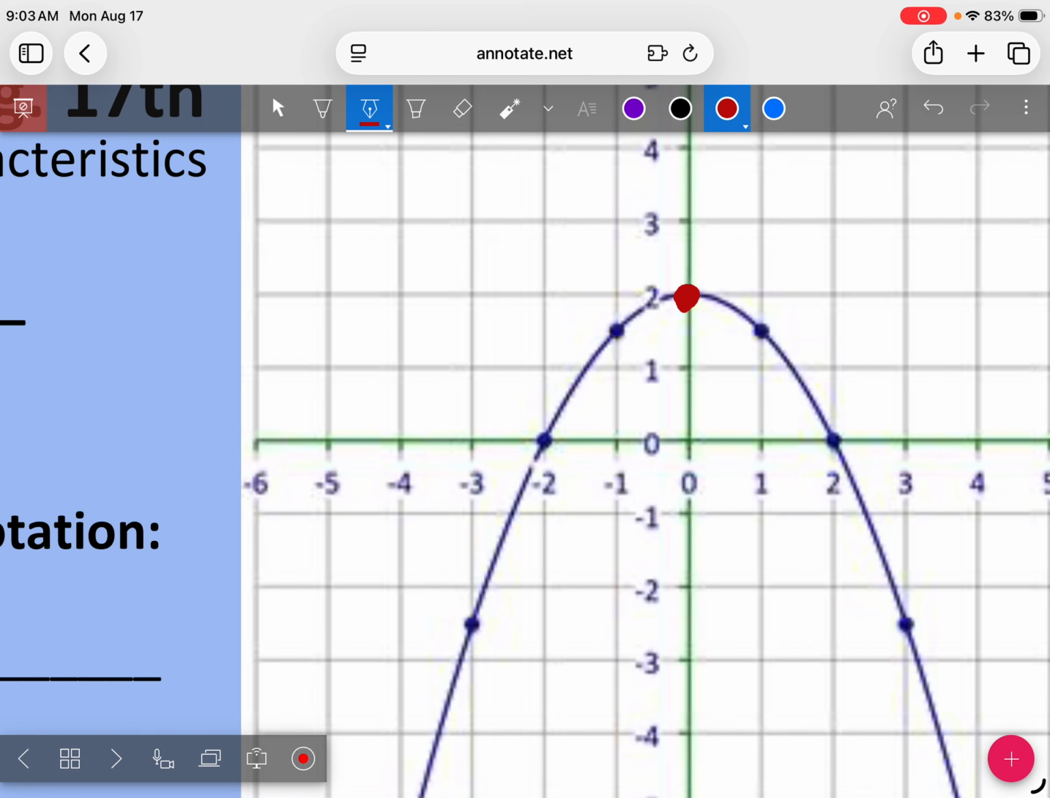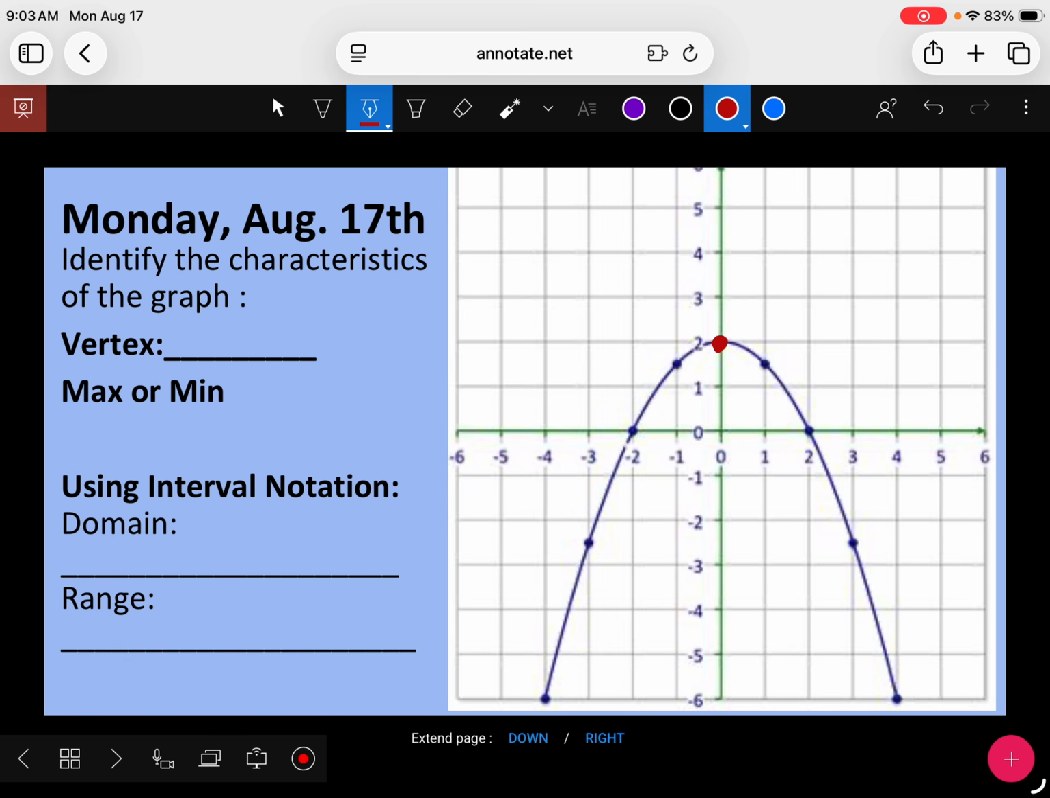Oh, I thought y'all had those memorized. Vertex, max, min, domain, range. That's it.